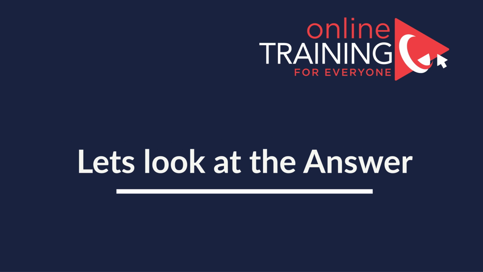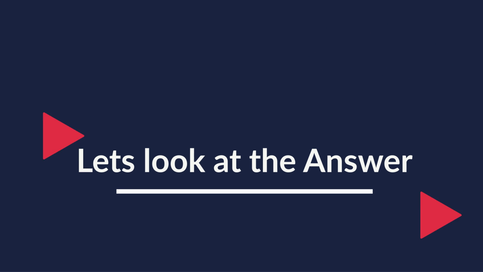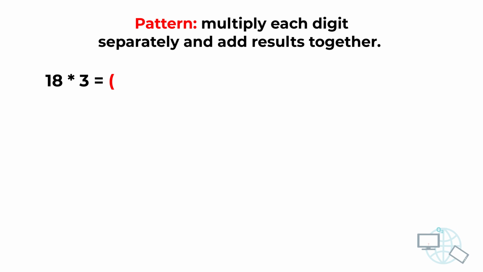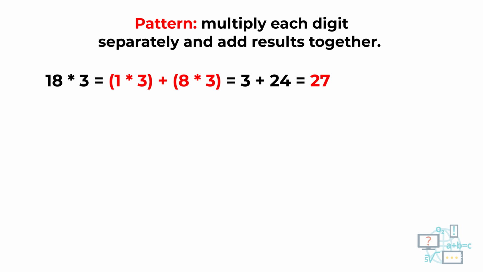Even though mathematically our sample expressions are not correct, for example, 18 by 3 is not equal to 27, if you multiply each digit separately and add results together, you will get the result you need. For example, 18 by 3 should be processed as 1 multiplied by 3 in parentheses plus 8 multiplied by 3 in parentheses, which would be equal to 3 plus 24, and which would be equal to 27.